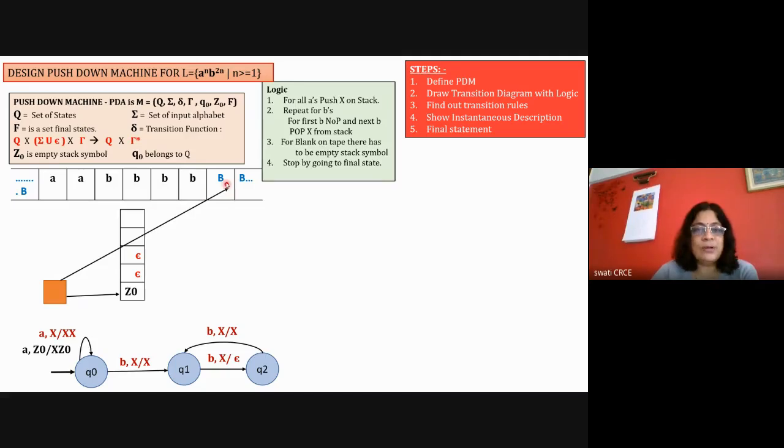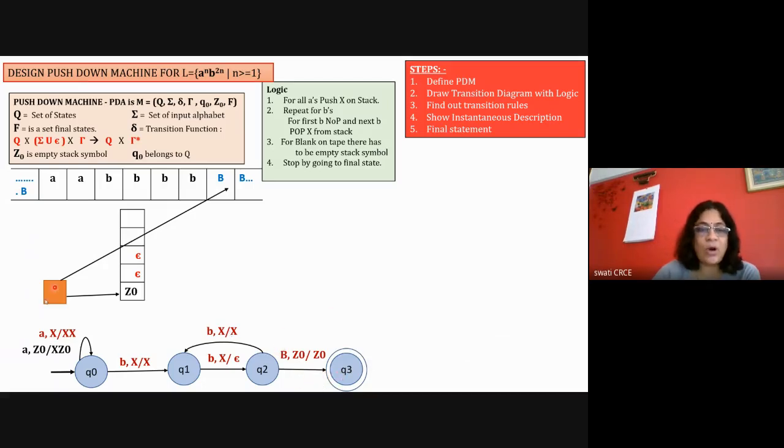Okay, and now when all the symbols are over from the input tape, and you are getting a blank symbol on the tape with Z0, that means the number of A's and B's are as per the definition of the language. And it will stop by going to the final state. In the case of a pushdown machine, you can halt by going to the final state like this. Here in Q2, on blank with Z0, it will go to the final state and there are no transitions from the final state. So once it reaches the final state, it will do nothing.